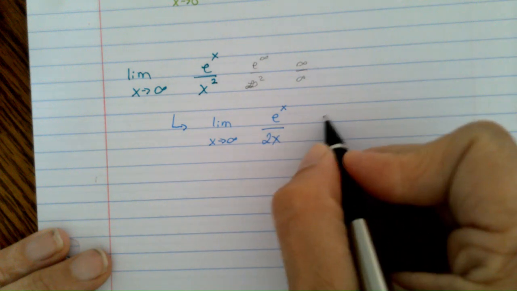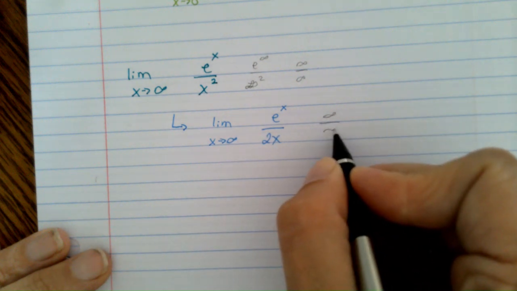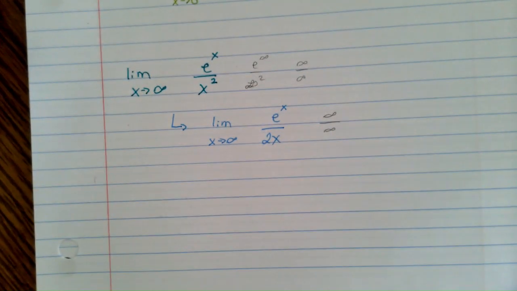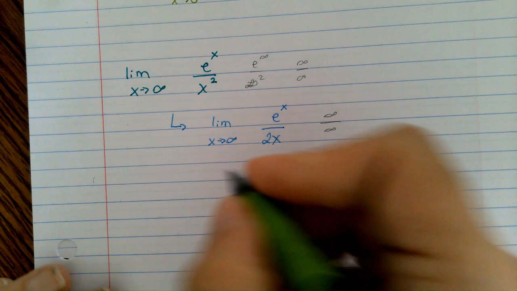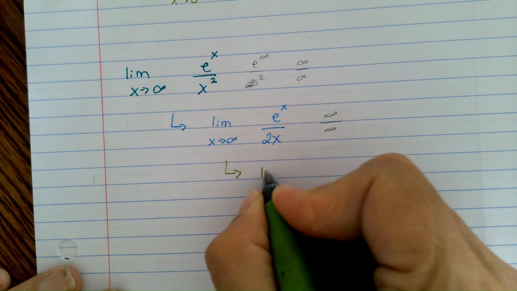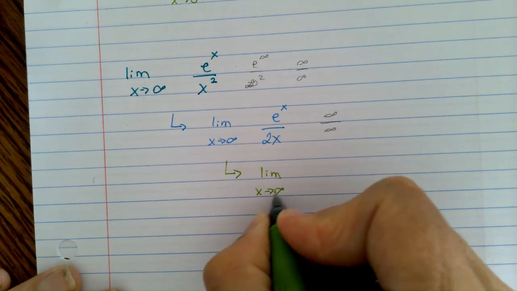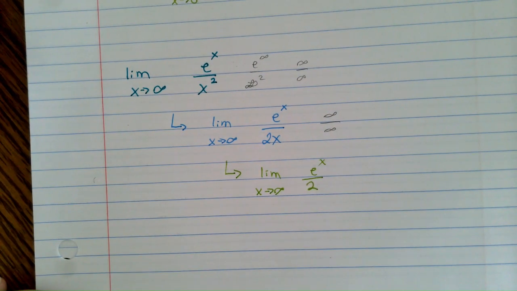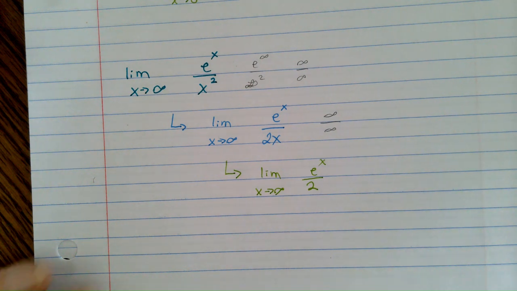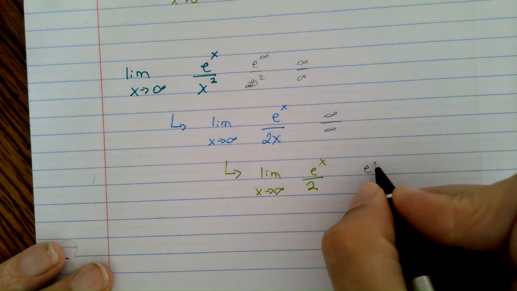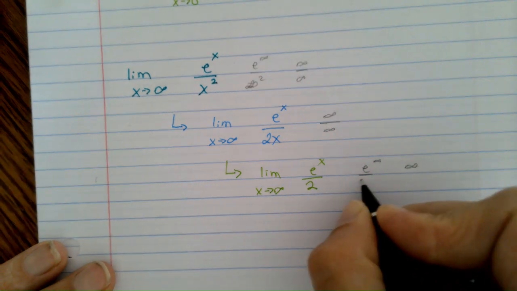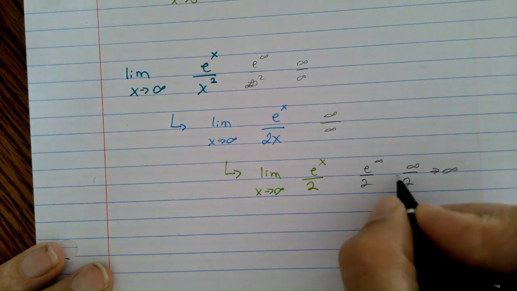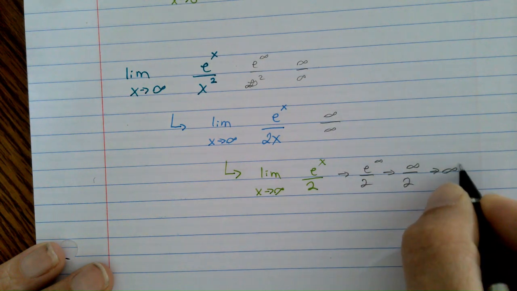E to infinity is infinity. 2 times infinity is infinity. Again, indeterminate. L'Hopital's rule still applies. So let's again L'Hopital this out. The limit as x approaches infinity of e to the x over 2. Well, that would be e to infinity, which is infinity, over 2. And infinity divided by 2 is still an infinitely large number. So now we have our limit. It's an infinite limit.